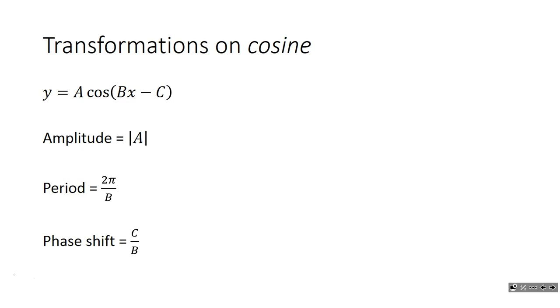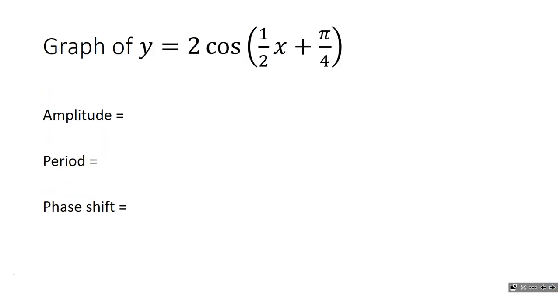Transformations can be done on the cosine just like in the last video we did transformations on the sine. And notice here that the formulas are exactly the same as those for the sine. If y equals a times the cosine of bx minus c, the amplitude is the square root of a, the period is 2 pi over b, and the phase shift is c over b. So let's apply that to an example.